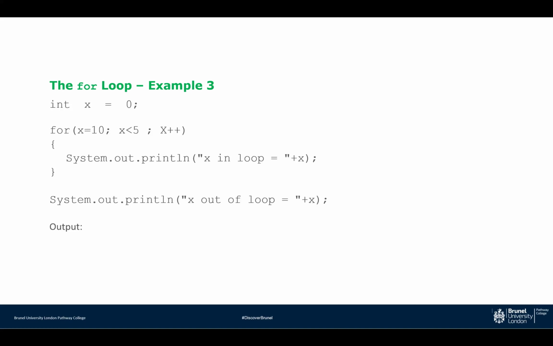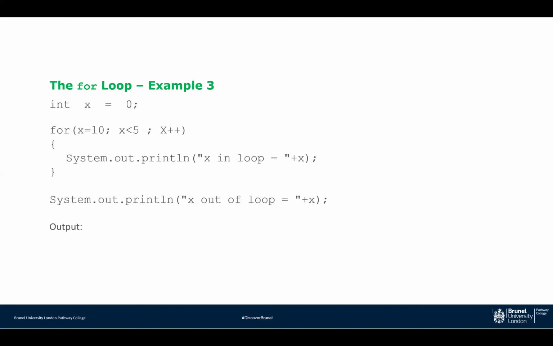X out of loop is equal to 0. Someone said it's going to give an error. Is it going to give an error? No. So what is it going to print? X out of loop is equal to 0? First time you say error, second time false. It's not error or false. Think logically. X equals 0.